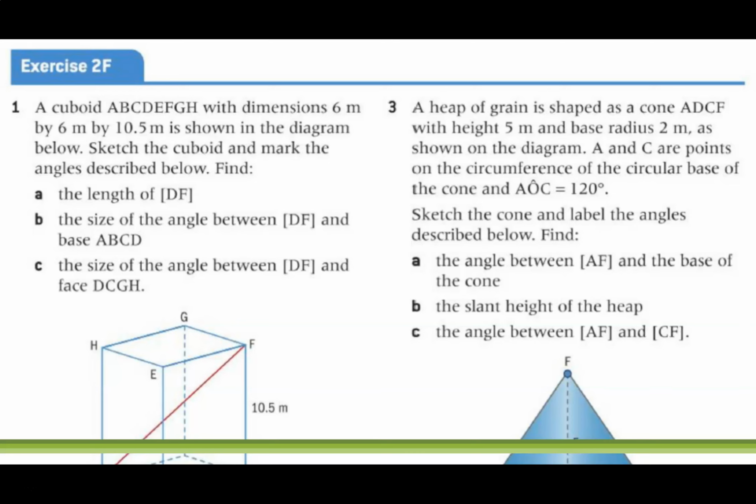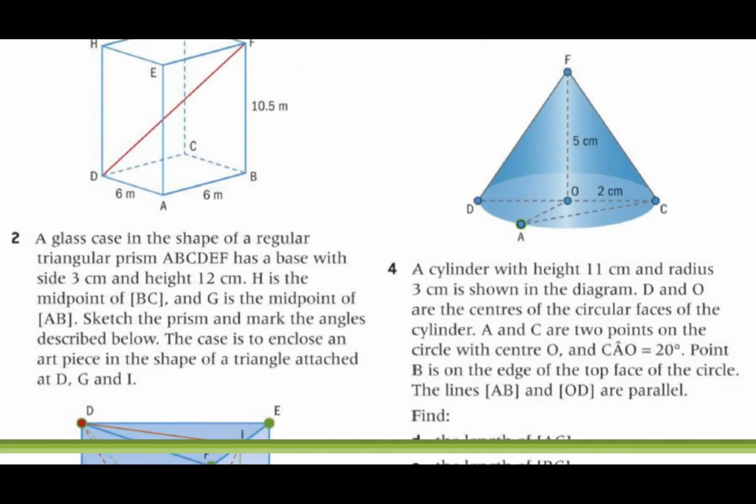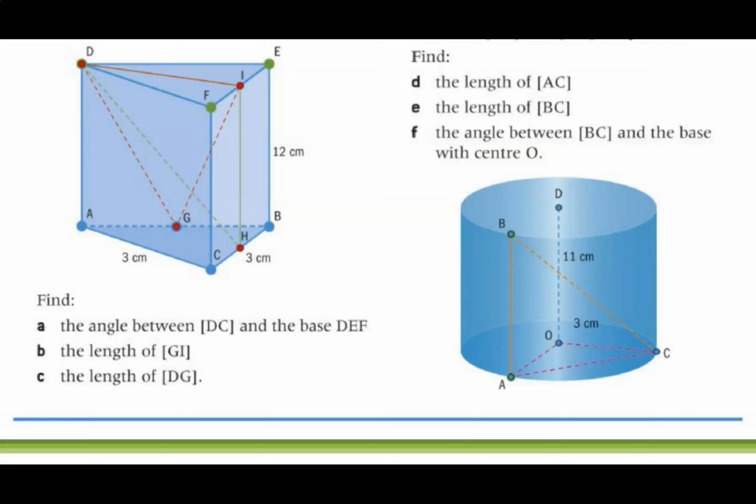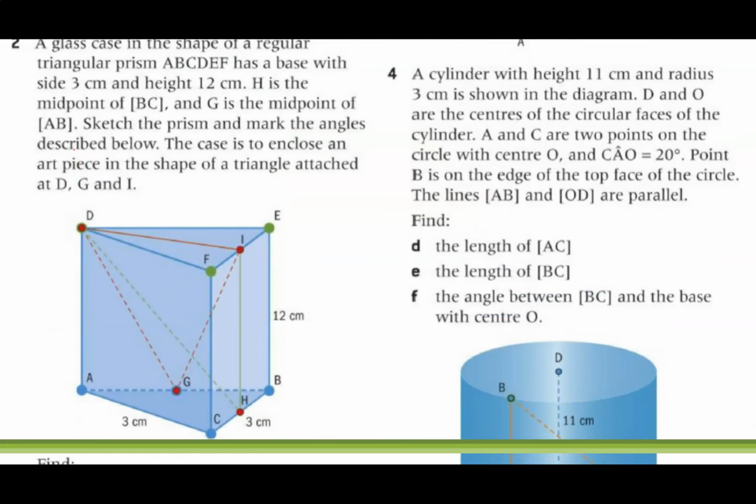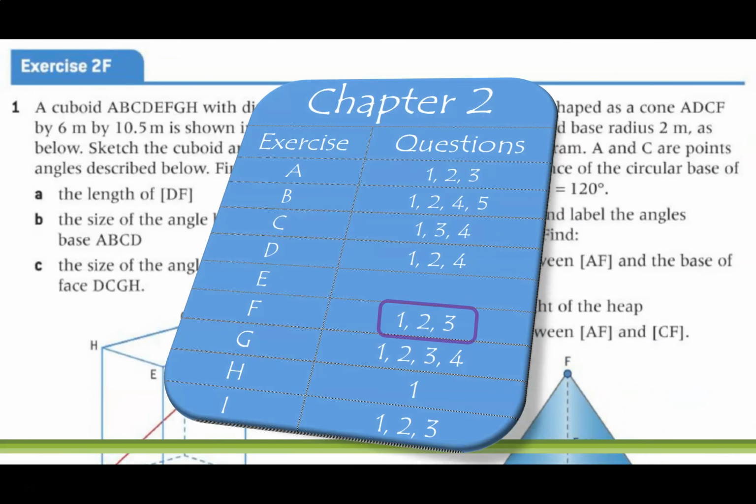So those are all angles that are retrievable from precise drawing and monitoring the relationships of side lengths and angles inside three-dimensional shapes. So here we are, exercise 2F. Some nice questions in here. It's really going to test your spatial reasoning, and I'm going to help you get through it. Look at that, it's a gorgeous diagram, that one. Okay, so here we are. It's section F, questions 1, 2, and 3. Let's get started, get to work.